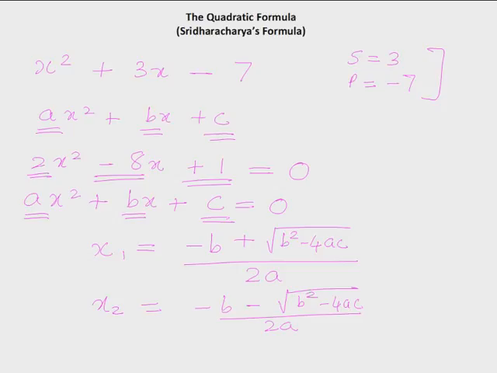Minus b plus some complicated formula under a radical sign. That complicated formula is very important. That's b square minus 4ac. And it appears with a plus sign in one of the solutions and with a minus sign in the other solution. And you divide by 2a. So that's our complete formula. So if you can't factor a quadratic, you always have this formula to fall back on.